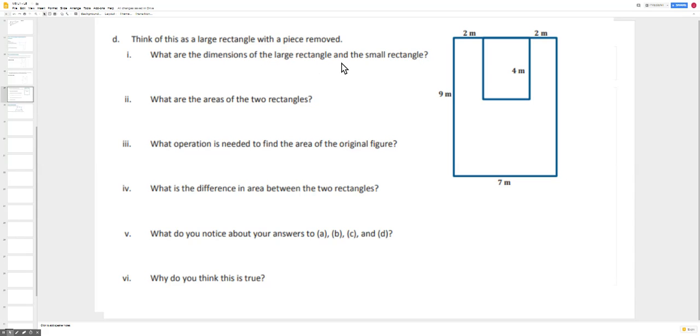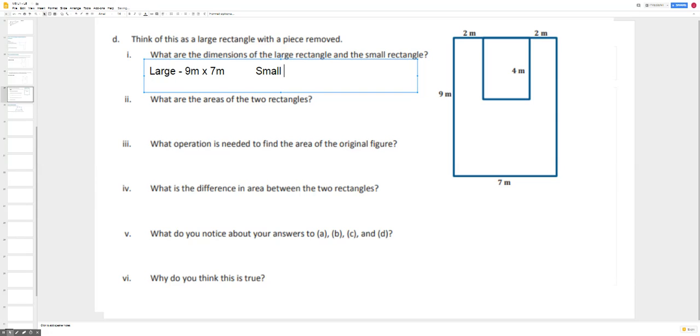What are the dimensions of a large rectangle and a small rectangle? They want to know what are the dimensions of the large rectangle, and what are the dimensions of the small rectangle. The large rectangle, let's put large, of course, is the 9 by 7. So 9 meters times 7 meters.